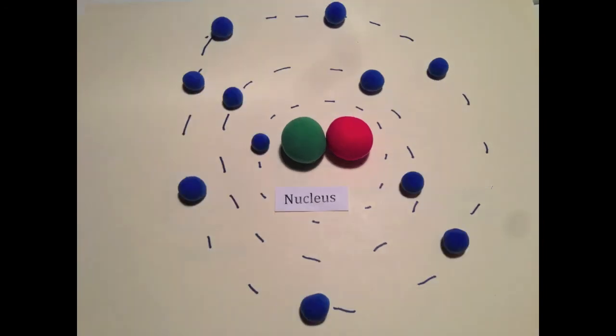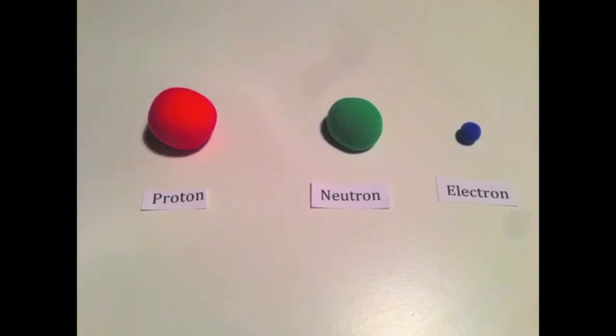This is how we got to our modern concept of what atomic structure looks like, and how we discovered the three subatomic particles: protons, neutrons, and electrons.